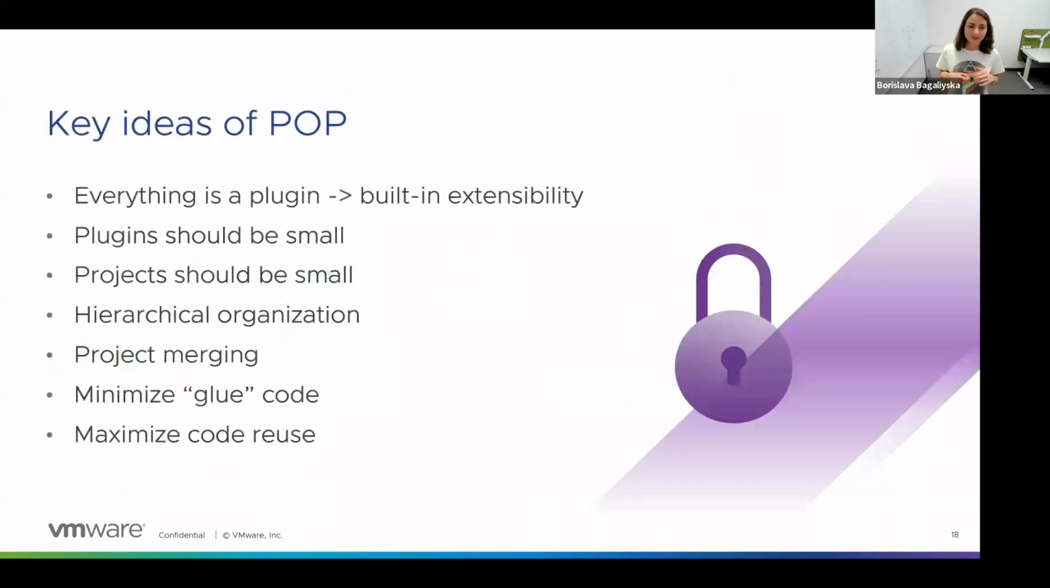And those were the key ideas. So again, I'll go over them because they're the most important. So first, everything is a plugin. So we have a very extensible pluggable software. Plugins and projects are small. Both projects internally and externally are organized into this big hierarchy, which allows for merging based on the hierarchy. And this minimizes the glue code for integrating and reusing code, and maximizes code reuse because it's simple.